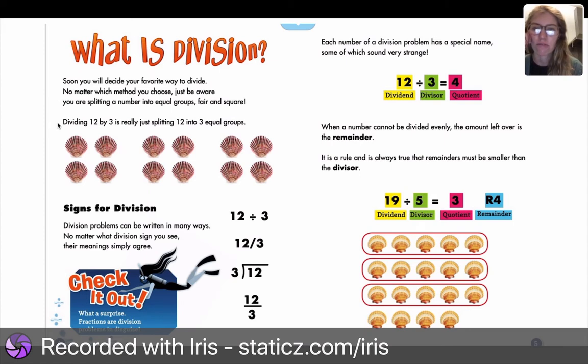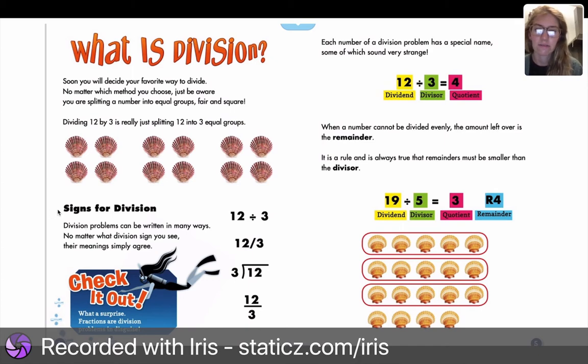Dividing 12 by 3 is really just splitting 12 into 3 equal groups. 1, 2, 3. So otra vez, dividir 12 por 3 es repartir 12 cosas en 3 grupos iguales.